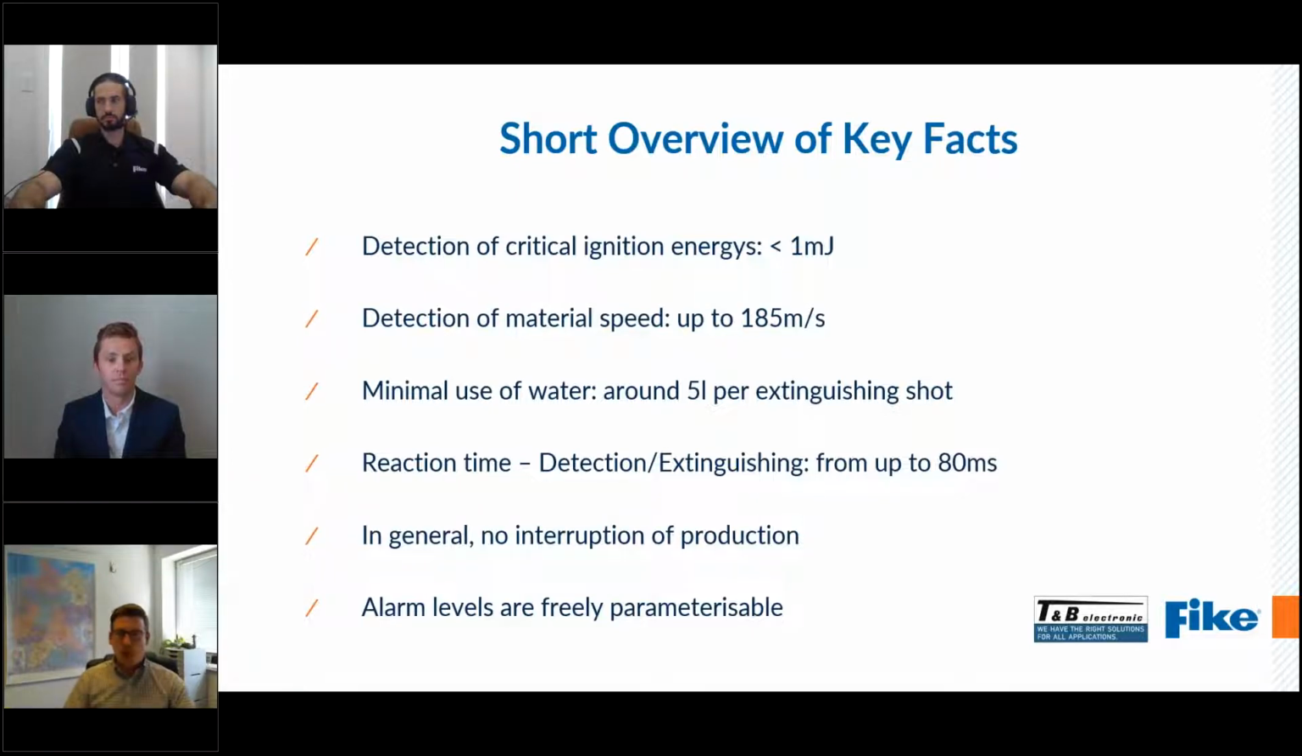And in general, we have no interruption of the production. That means if we have a spark in the suction pipe, we will automatically extinguish it. You get an alarm, but the process is running. If some more sparks are detected within 20 seconds, we will shut down the plant or the machine immediately. And those alarm levels you can choose freely.